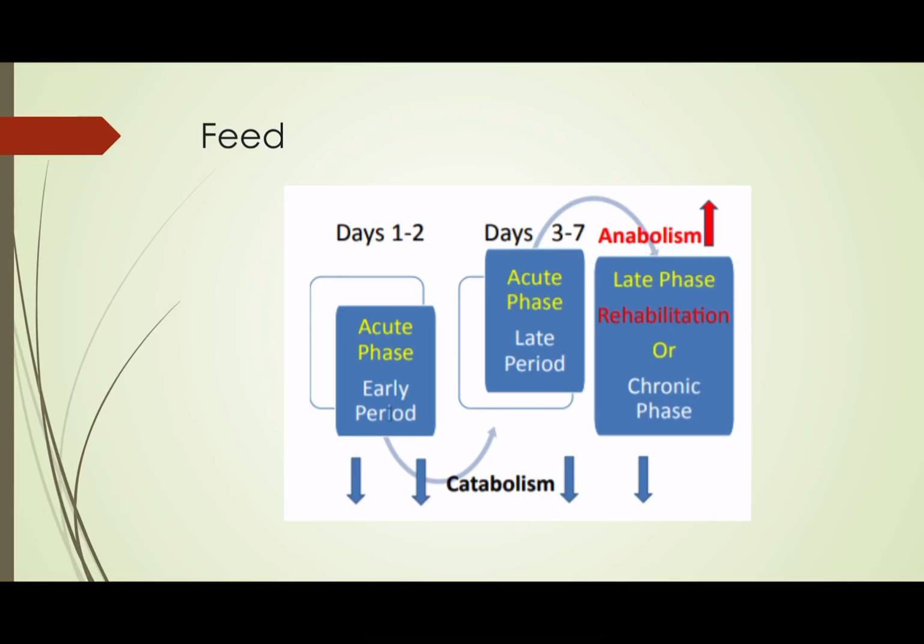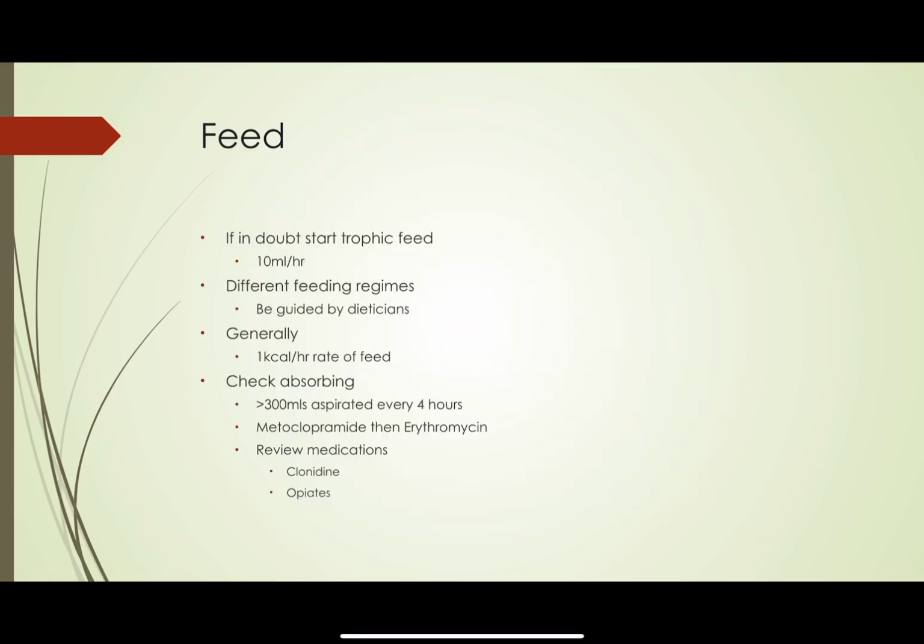So, with that in mind, we often start patients with a trophic feed if we're worried about absorption, and that's only 10 mils an hour. Part of that is just to allow a coating of the gastric mucosa and therefore prevent the acid from causing damage and ulceration, but also to maintain gut integrity as well.